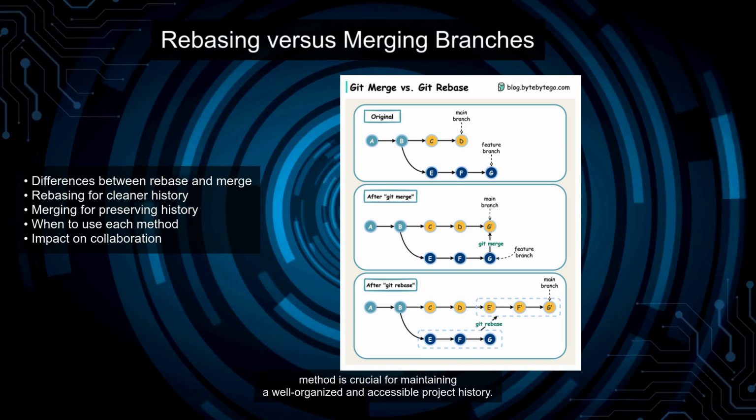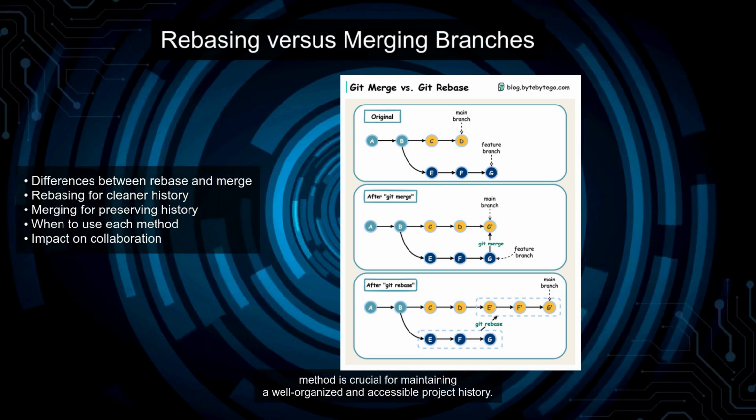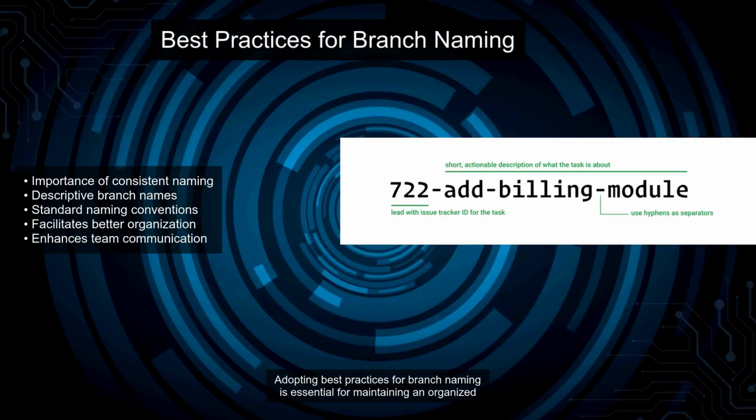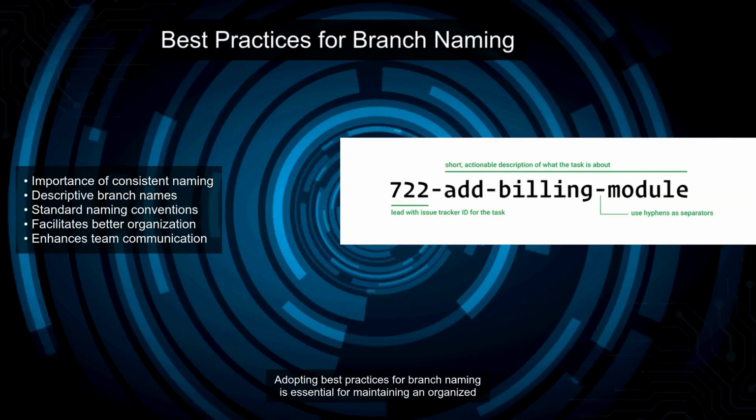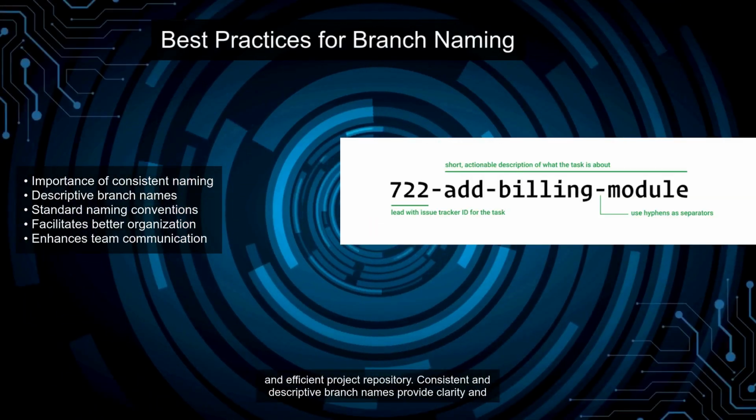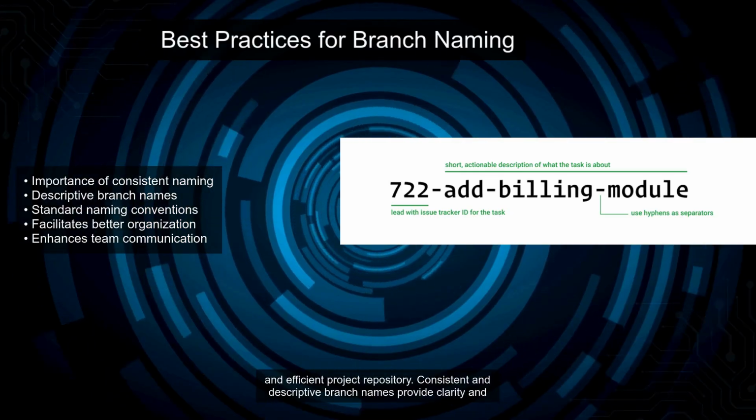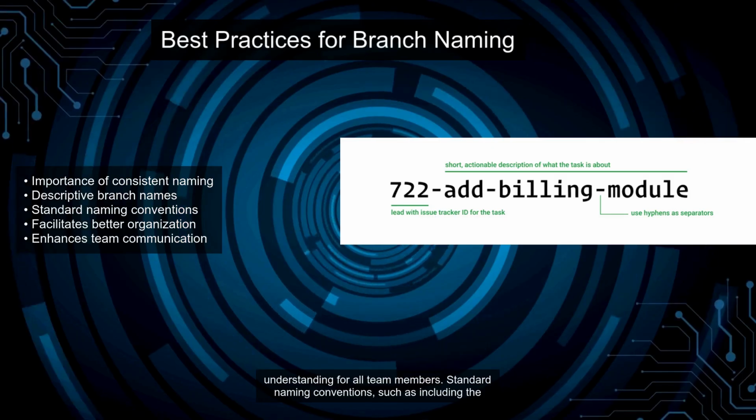Understanding when to use each method is crucial for maintaining a well-organized and accessible project history. Adopting best practices for branch naming is essential for maintaining an organized and efficient project repository. Consistent and descriptive branch names provide clarity and understanding for all team members.